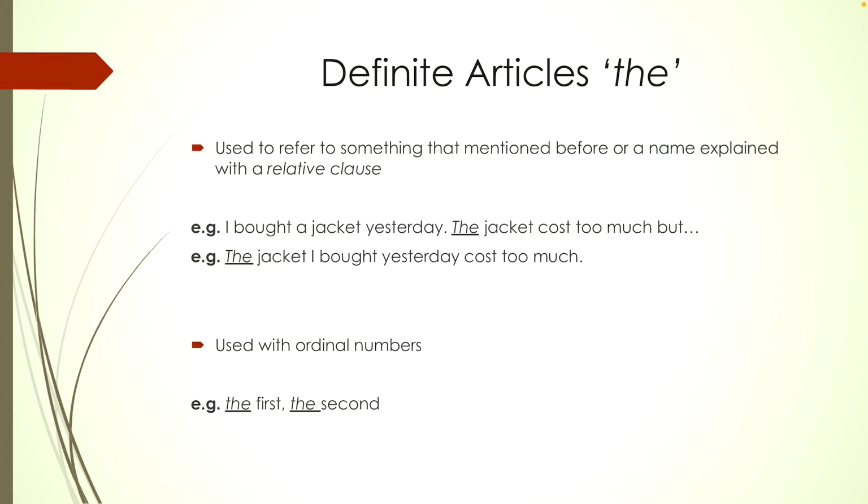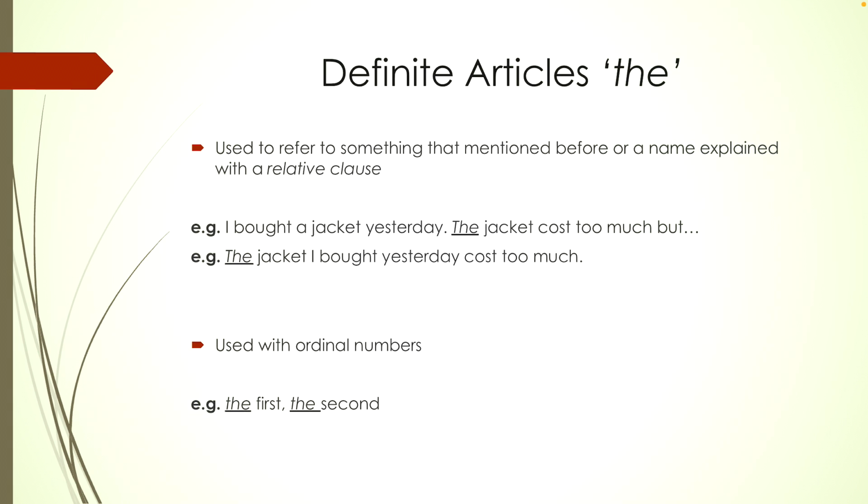In the sentence, the subject doesn't talk about just any jacket. The jacket the subject mentioned is the one he or she bought yesterday. That's why the subject uses the definite article to point this out. Another example: the jacket I bought yesterday cost too much. In the second example, the definite article is used with a relative clause. Again, the jacket mentioned in the sentence is not just any jacket. "The" is used to indicate that.